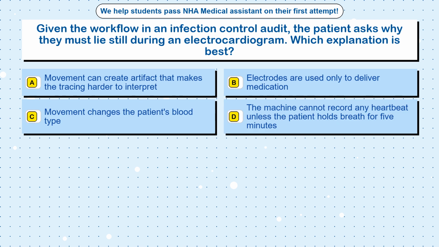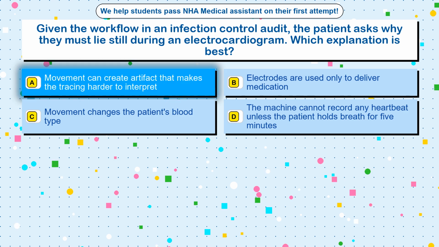Question 50. Given the workflow in an infection control audit, the patient asks why they must lie still during an electrocardiogram. Which explanation is best? Option A, movement can create artifact that makes the tracing harder to interpret. Option B, electrodes are used only to deliver medication. Option C, movement changes the patient's blood type. Option D, the machine cannot record any heartbeat unless the patient holds breath for 5 minutes. The correct answer is option A.